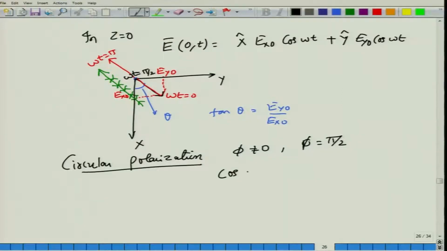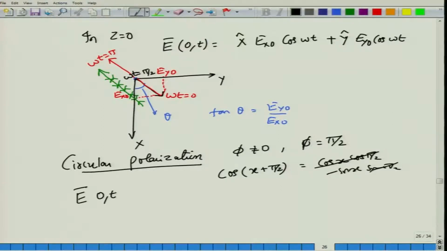I have some cos of x plus pi by 2. What is this? This is equal to cos x cos pi by 2 minus sin x sin pi by 2. So clearly this fellow is gone, and you will get minus sin x. So my electric field E at the z equal to 0 plane will be equal to x hat Ex0 cos omega t minus y hat Ey0 sin omega t, correct.